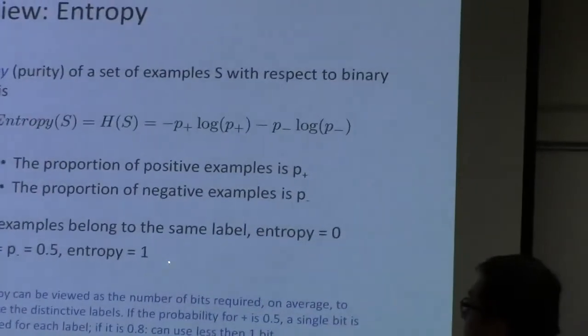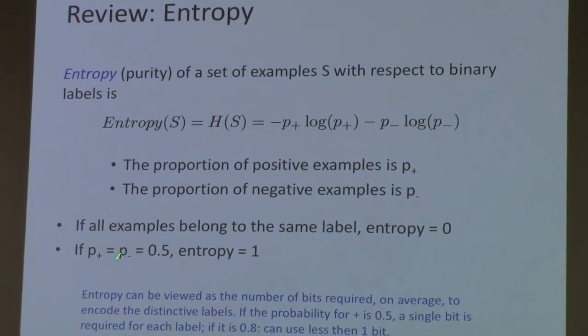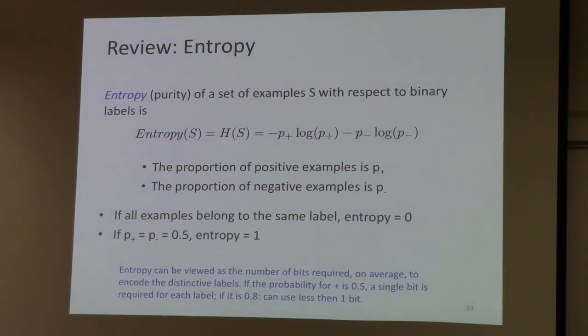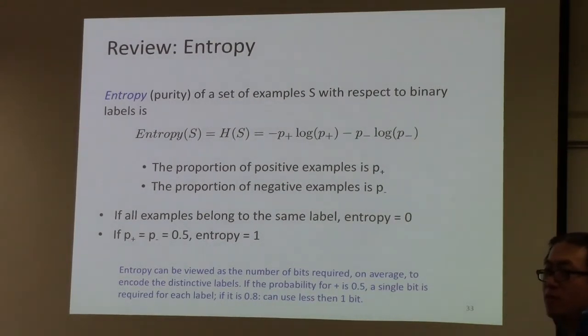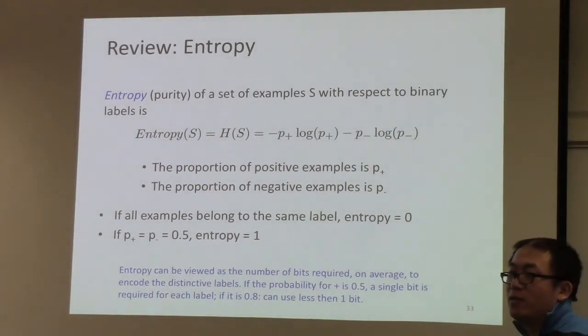And otherwise, if the probability masses for all the labels are the same, like for the binary case, p positive and p negative are 0.5, then the entropy is 1, right? And for k labels, the entropy is what? If we have a uniform distribution, I mean each label's probability mass is the same, then what's the entropy? It's logarithm of k, right? k is the total number of labels, so you can simply calculate.